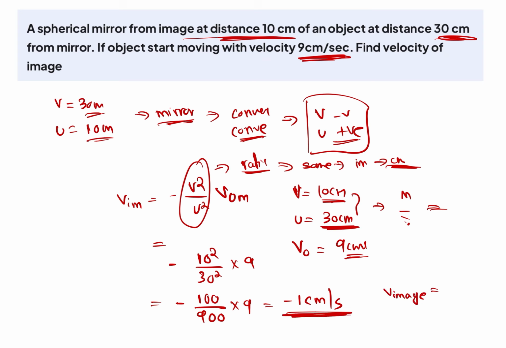Hence the velocity of the image is opposite to the direction of that of the object, and it will be 1 centimeter per second at this instant, which means the velocity of the image is not constant, it changes as the distance changes. So we have to note that whether an object is approaching, the image velocity does not remain constant, it is continuously changing.